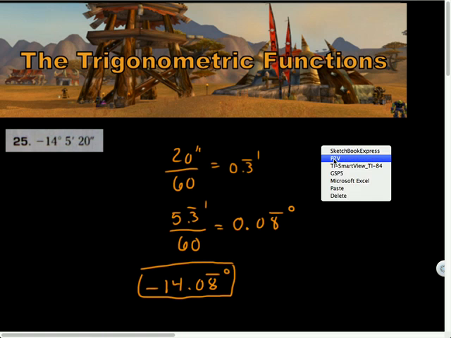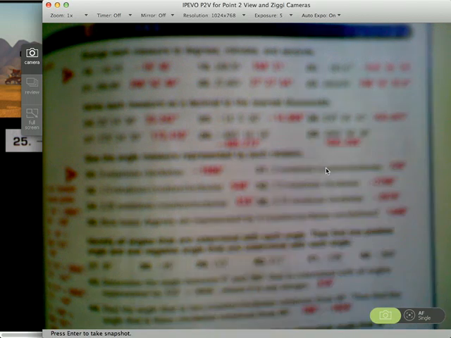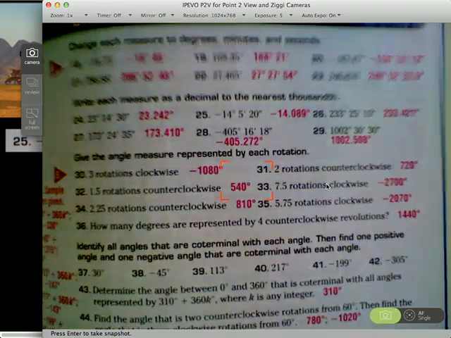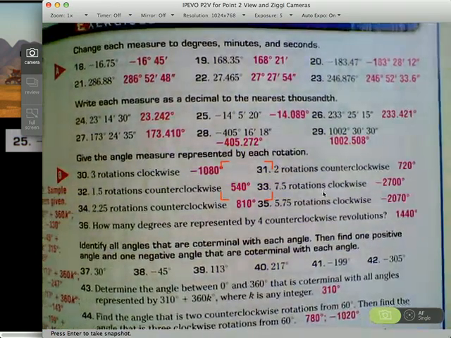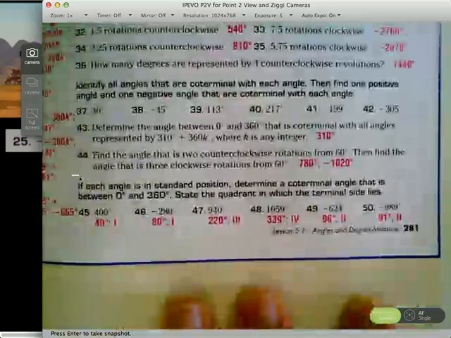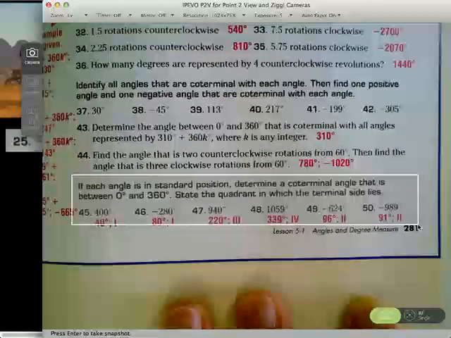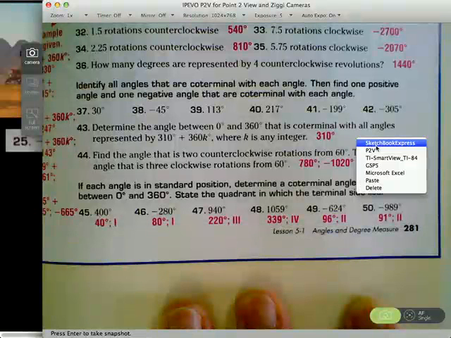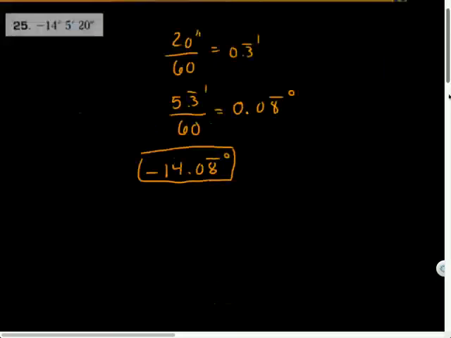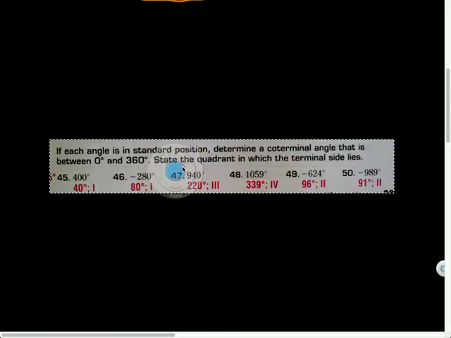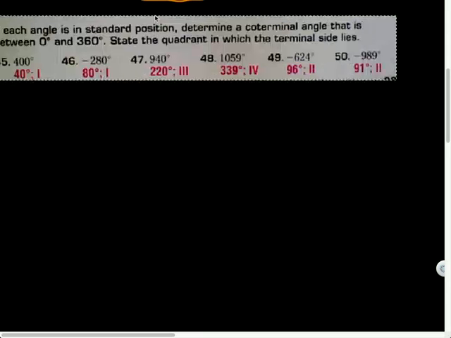Otros preguntas. How can I help you? 47. Any questions before 47? That seems a little bit late, but let's see. If each angle is in standard position, determine coterminal angle. Is 47 one of the problems? Yeah. Oops. Oh, well. Let's keep going here. So 47.